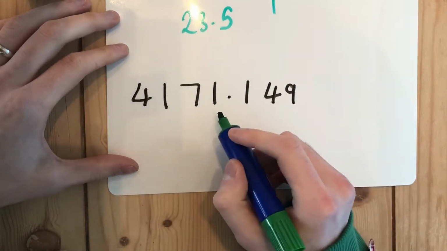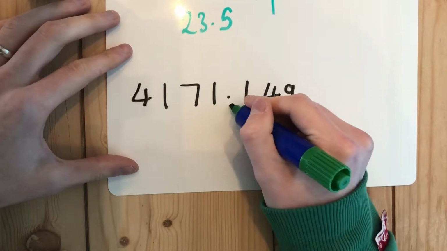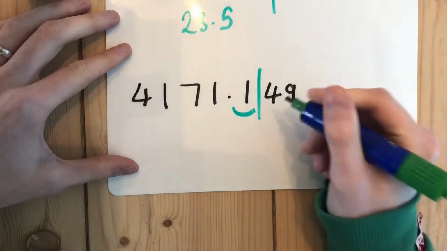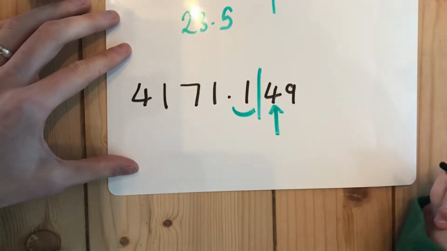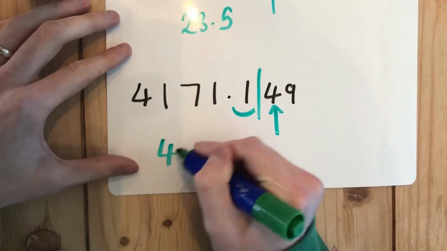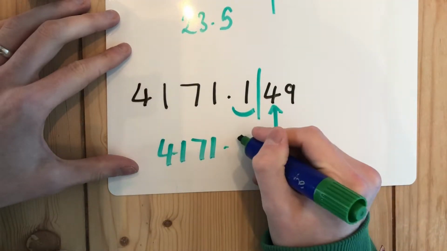Again, regardless of how many digits there are in the number, always start at the decimal point. Okay, 1 place in, draw your line, and you look at the number to the right of the line. This time it's 4 or less, which means I round down. So it's 4171 point. If I'm rounding down, it stays as a 1.